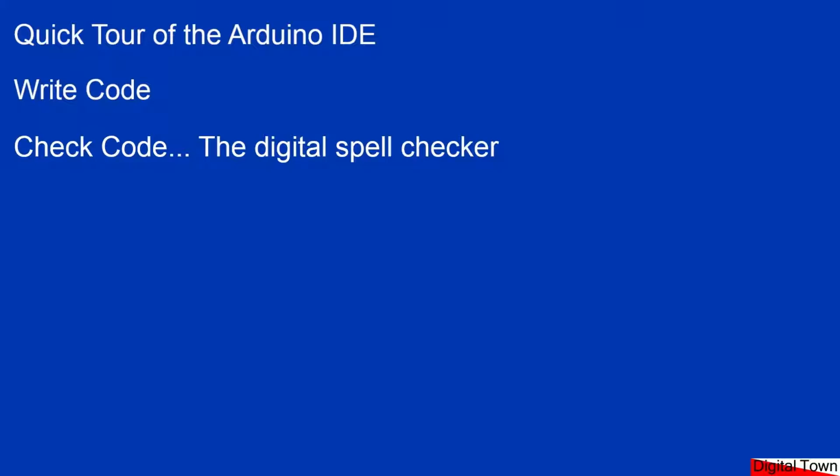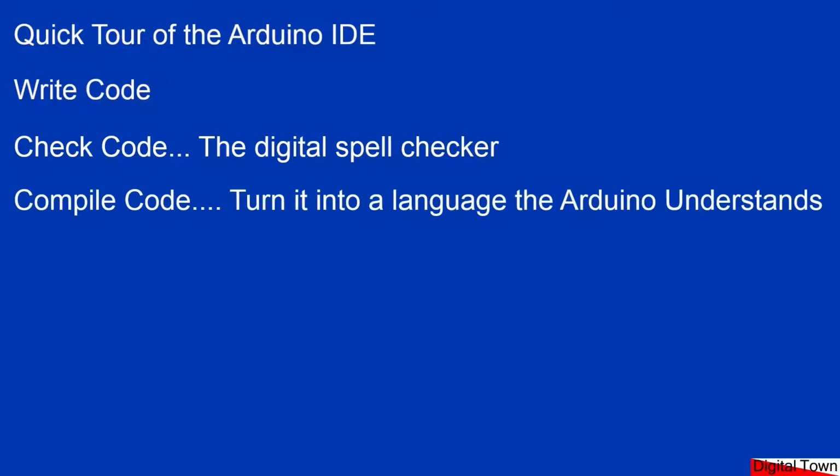So the code checker will check the syntax of our code, and quite often it will make suggestions, depending on the different IDEs that are available. But that's basically where we are at this point. It's going to help you to write your code, then to check it, and then the next thing it's going to do is something called compile your code.